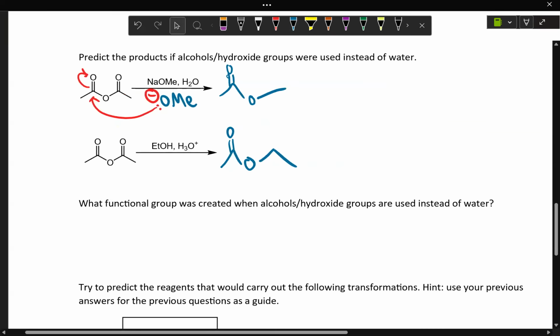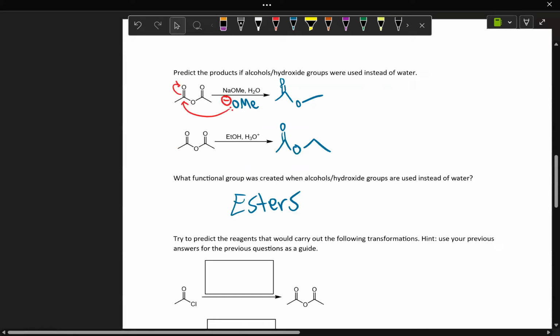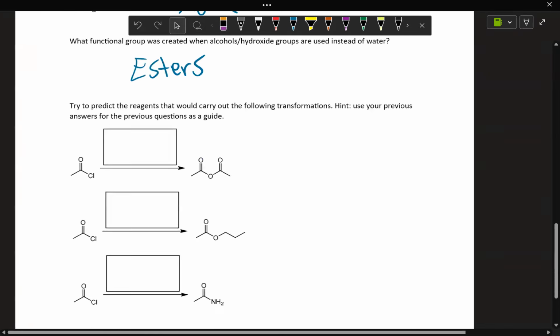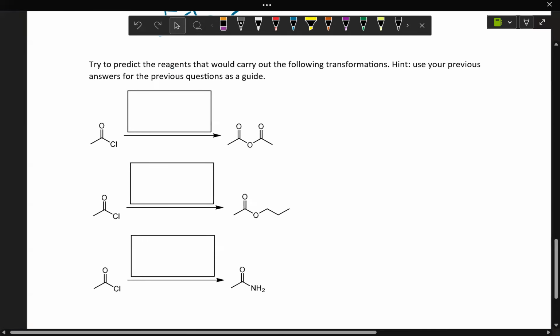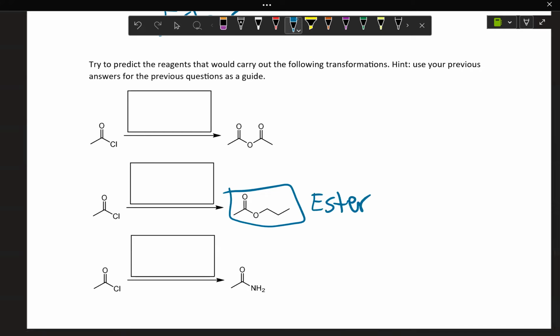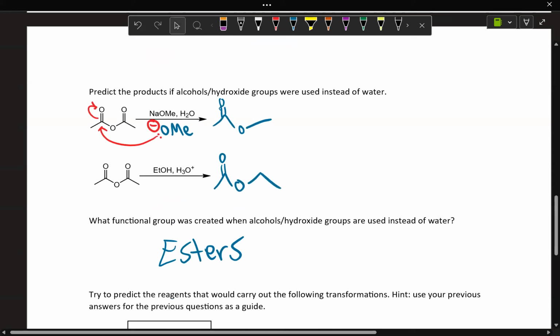What functional group do we make here? You'll see that these are esters. So now we have to predict what reagents would create these following transformations and try to use the previous answers as a guide. This one might be the easiest to do because if you look, we made an ester. And we just made esters using this method. So to make an ester, we need to use an alcohol or hydroxide group.